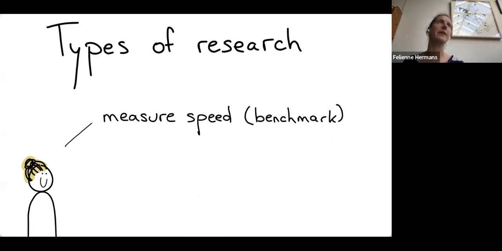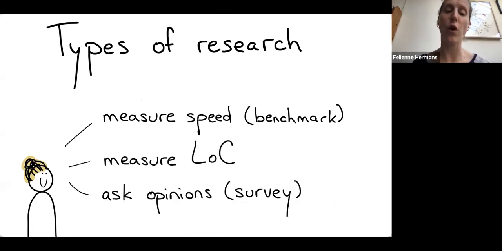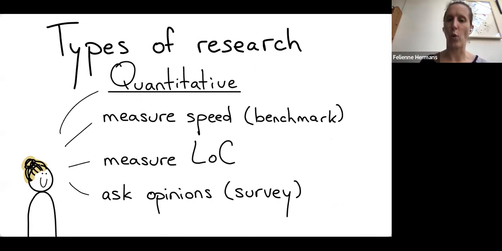So to dive a little bit deeper into these different types of research that you can do, and that we also do in computer science and programming language design, we can measure speed, we can measure lines of code, and we can ask for opinions. And all these things are what we call quantitative ways of doing research, because the ultimate result is a quantity, is a number. So we measure how many people prefer C or C++ over JavaScript. We're looking for a numerical value, and that's always quantitative research. And it sort of feels like science because it has numbers.